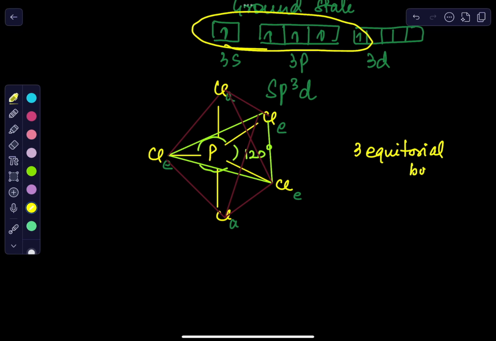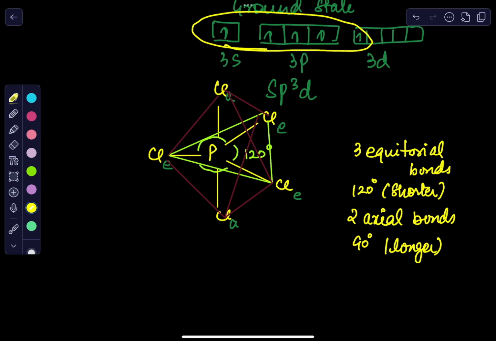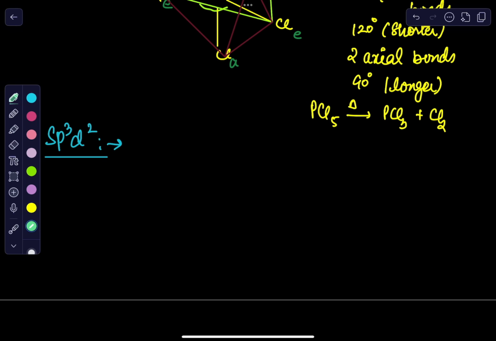Now the axial bonds are longer here because they are getting repelled by 3 equatorial bonds. So therefore 3 equatorial bonds are smaller and 2 axial bonds are longer. That is why when PCl₅ molecule is heated, 2 axial bonds are broken and it forms PCl3 and Cl2.